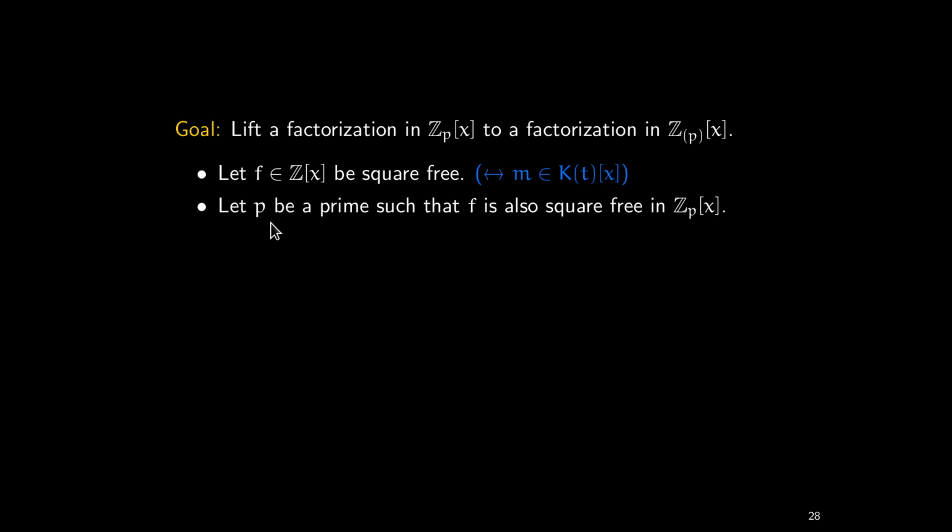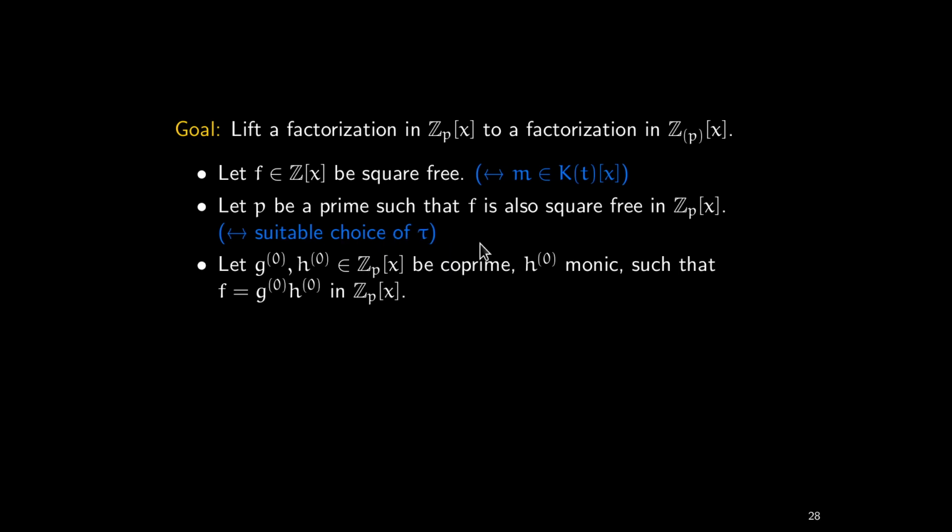And now I'm choosing a prime such that this f is still square free mod p. What is the analogy of this? This is the suitable choice of tau that we made in the first part. Also, I want to choose a p. I didn't say that here. I want to choose the p also so that the degree doesn't drop. That is the other condition for the suitability of tau.